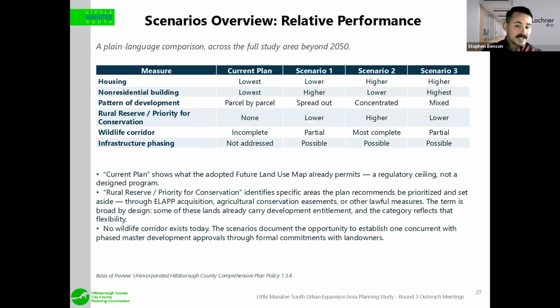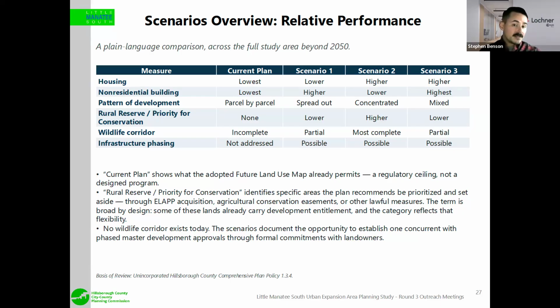Looking more relatively at the performance, this might be a little bit easier to read and compare. The current plan showed the lowest, of course, amount of new housing opportunities. Scenario one showed a lower amount, but not as low as the current plan. Scenario two and scenario three showed higher amounts in terms of the amount of housing they could accommodate. In terms of non-residential development, the current plan shows really the lowest amount. As far as the scenarios go, scenario two was on the lower end, and scenarios one and three were on the higher end, with scenario three being the highest amount of non-residential development.